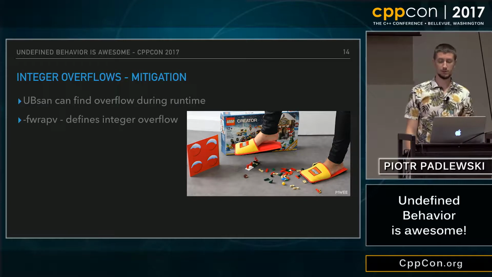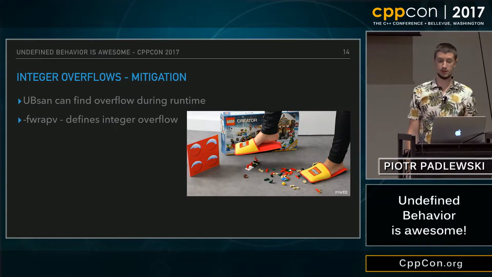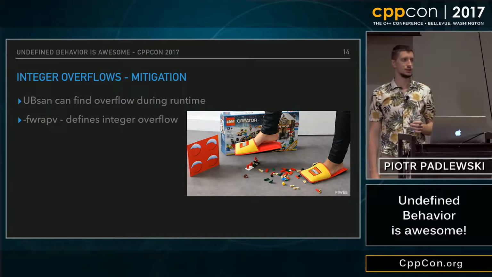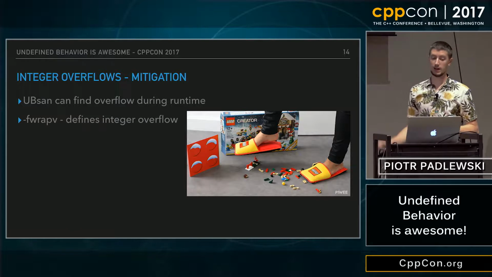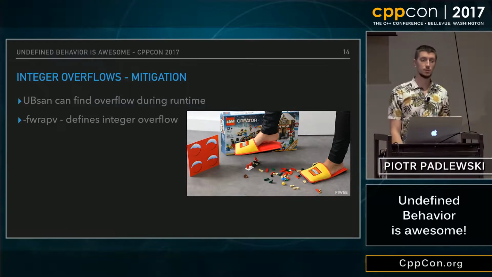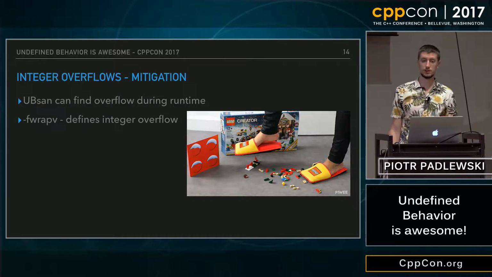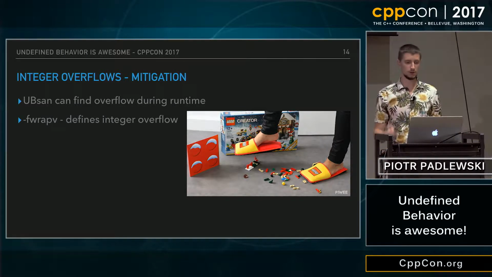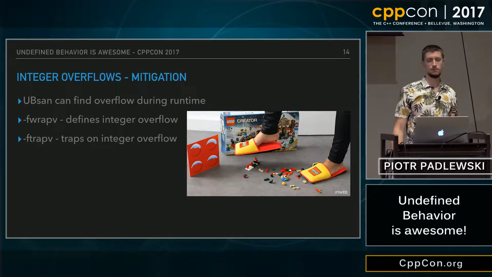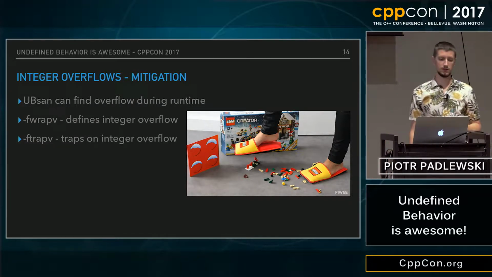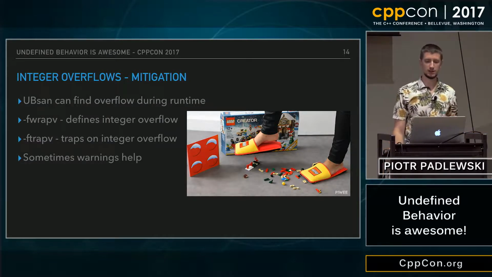There are also flags for GCC and Clang, like -fwrapv, which defines integer overflow. So if you're not a fan of undefined behavior, you can use this flag, and the compiler will not perform optimizations based on the undefined behavior from integer overflows. And there is also -ftrapv, which basically traps on every signed integer overflow. And sometimes warnings can also help.